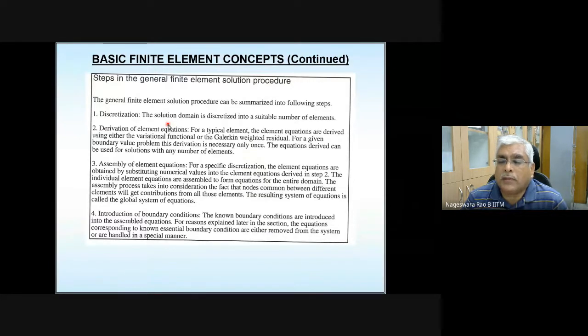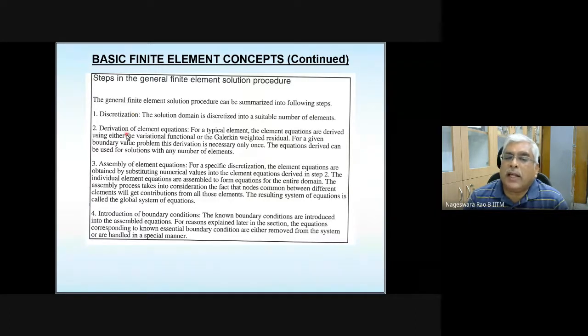So the first step is discretization. Please make a note in your notebook. The first step in the finite element procedure is discretization. Discretization in the sense that, given a domain, you need to divide it into small elements. How many elements you need to divide into depends on the accuracy that you are looking for. Whatever is written after this, we will come back to, then you will understand better.